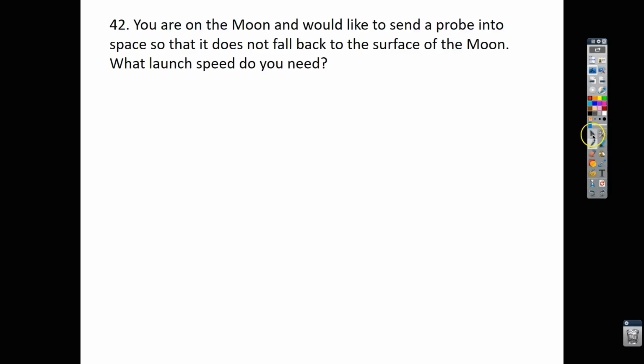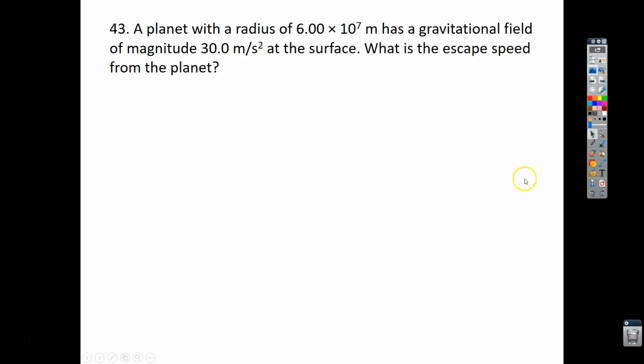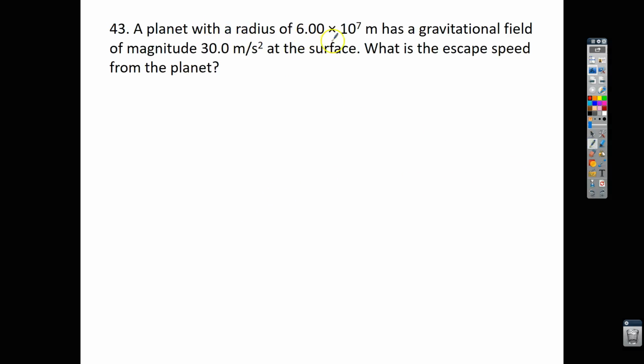For the next question, this one takes a little bit of different math understanding. Same type of question, they give us a radius, but they also give us a gravitational field, which means they just tell you that gravity on this planet is 30 meters per second squared. That's 3 times as much as what you experience on Earth. We're going to use the same equation again. The escape speed is equal to the square root of 2 times G times M all over r.